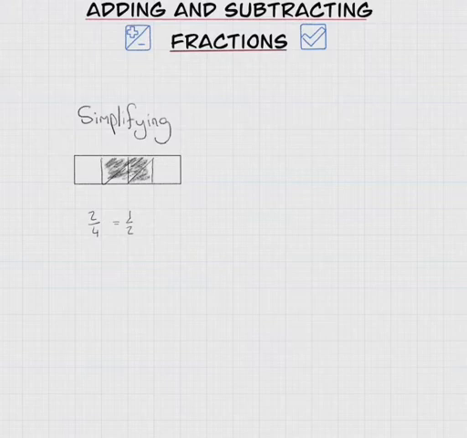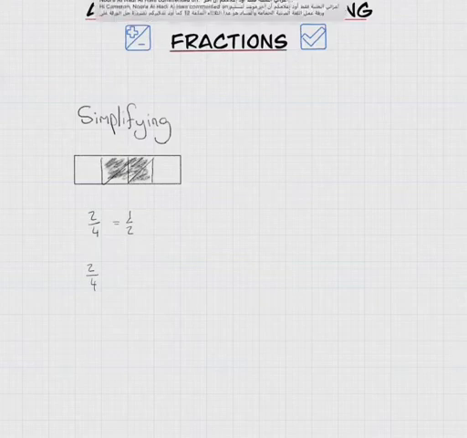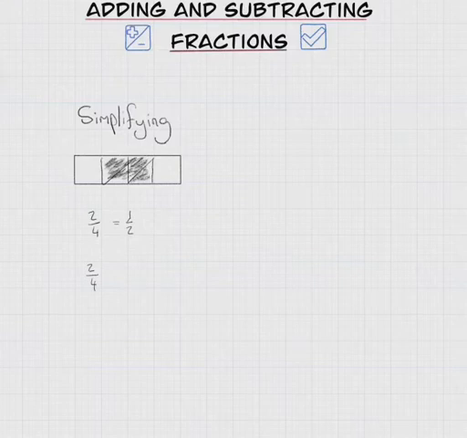Now, all we had to do here was look at 2/4 and say, what is the smallest possible fraction I can make from this? To do that, I look at my numerator and denominator, and I find a factor that goes into both of them. We call that a common factor. So a common factor of 2 and 4. What goes into 2 and 4? Well, 2 goes into 2 and 2 goes into 4. So if I just divide by 2 over 2, I will get 1 over 2.